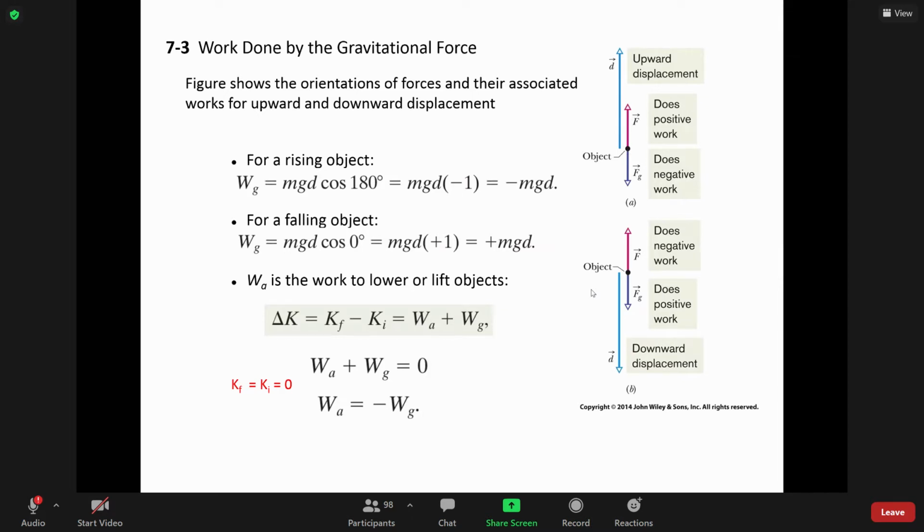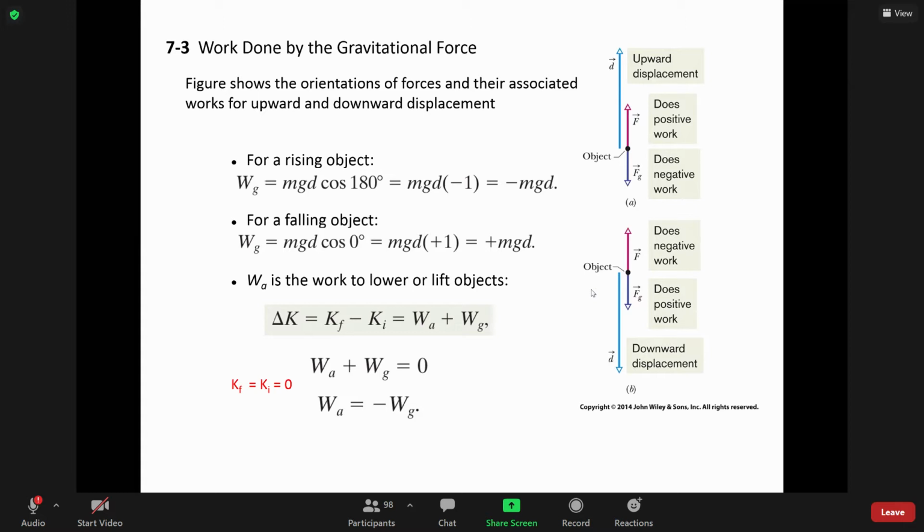But while doing this, what is the work done by the force of gravity down? The displacement is up and the force of gravity is down. So what's the angle? 180. And what's cosine 180? Minus. So when I raise the object up, my hand, which is the applied force, the normal force, is doing positive work, while the gravitational force is doing negative work.